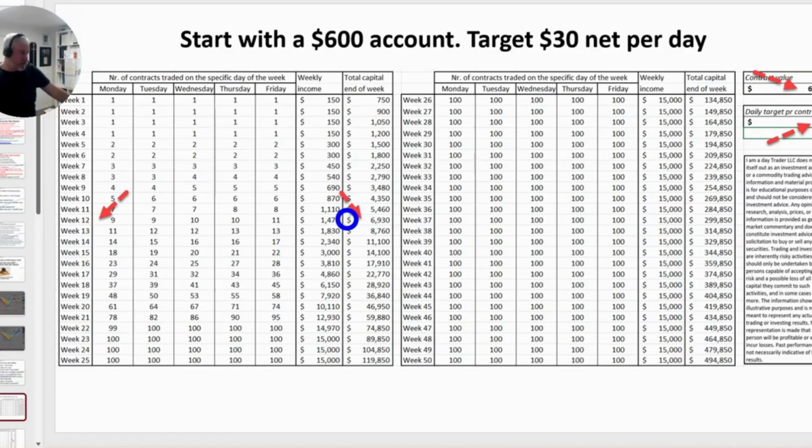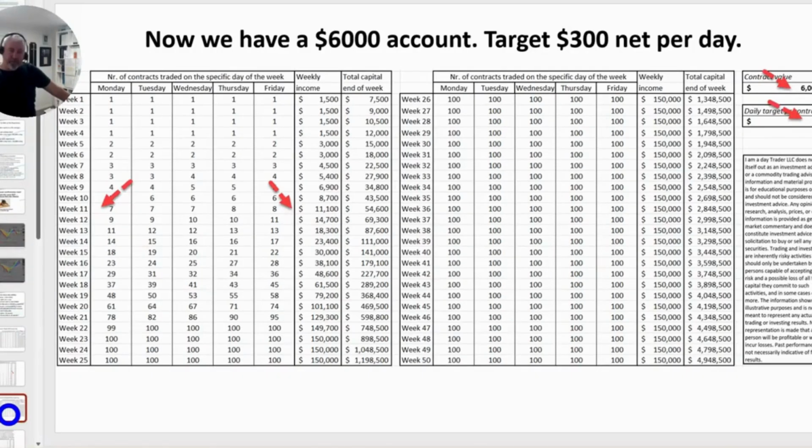Now, $1,200 a week part-time for many is also a fantastic income. Once we get to that level, we're now ready to roll over and start trading the big contract. So instead of trading micros, we'll then start trading a big contract where the commissions are cheaper, by the way.